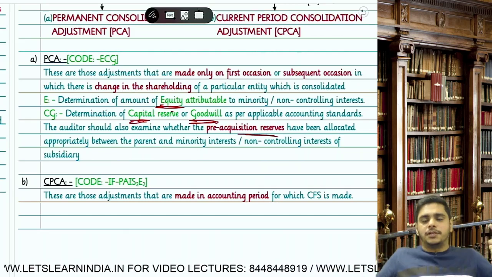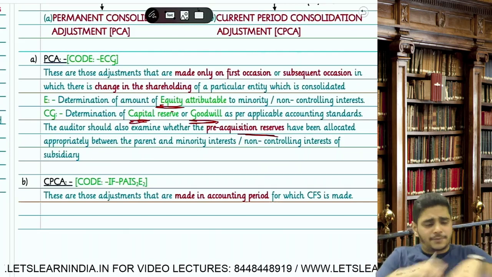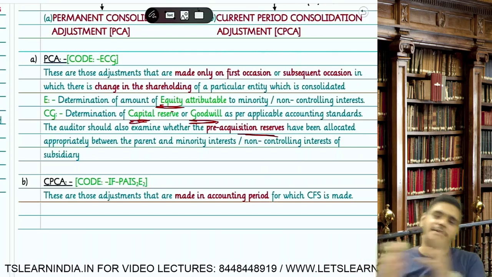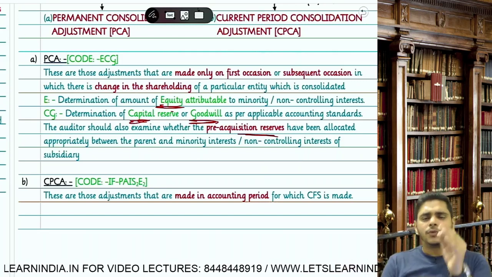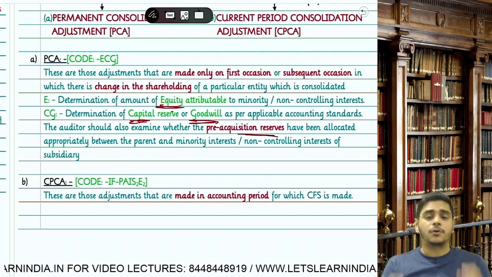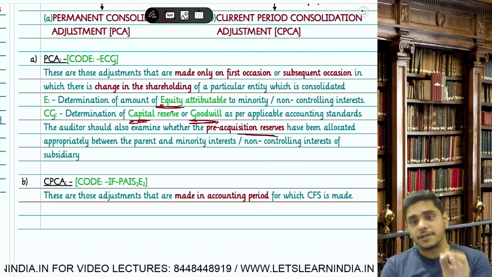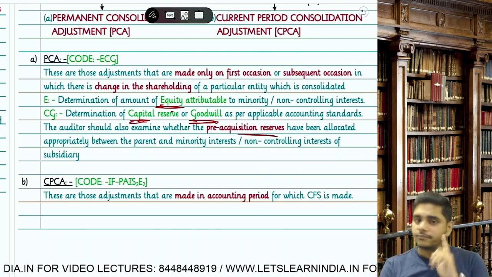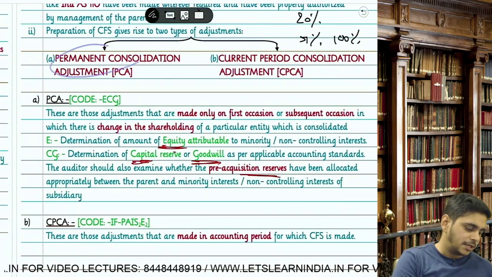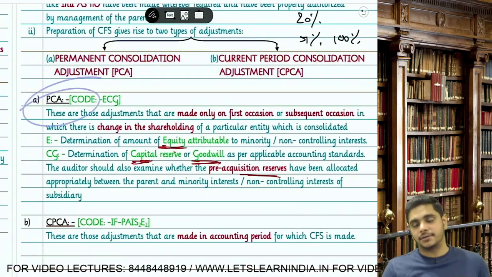Then the auditor should see that the pre-acquisition reserves have been allocated appropriately between the parent company and the minority or NCI. You can definitely write in the exam in your own words, provided you cover each and every point. Understood? This is called PCA, permanent consolidation adjustment.